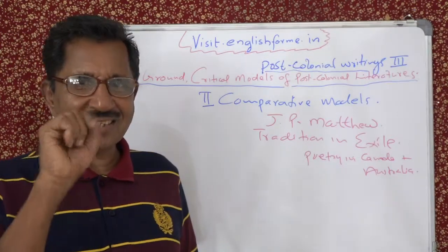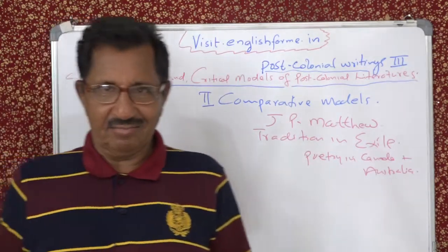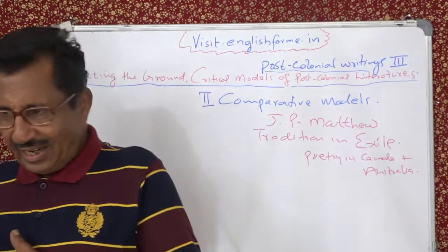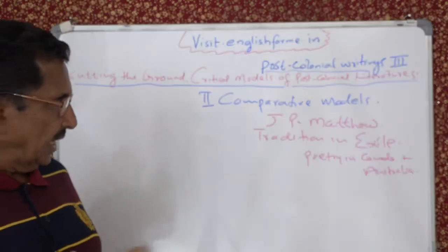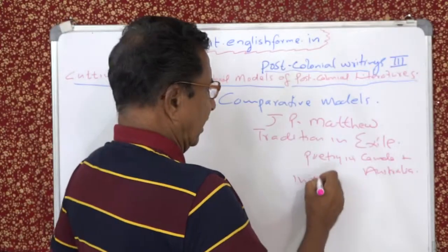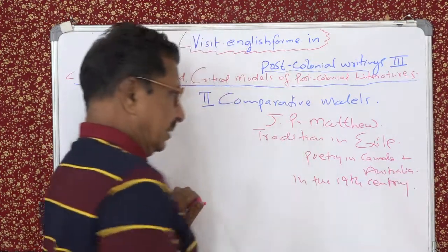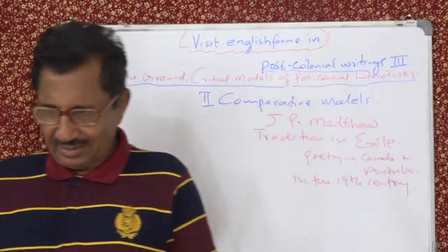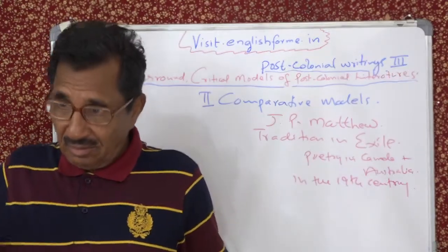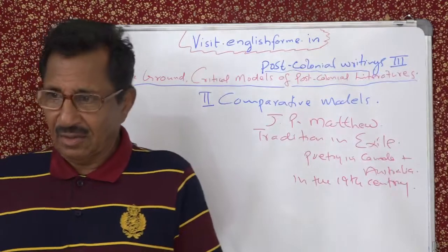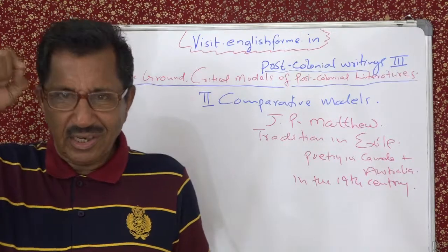But look at the title, Tradition in Exile, stressing the imperial connection. Tradition of the English literature, that is the tradition. So poetry in Canada and poetry in Australia in the 19th century. So this is one of the comparisons that we can say is a white comparison. Understand? But the imperial connection is very much there. And they highlighted this imperial connection for future studies. Understand? The imperial colonial relationship.